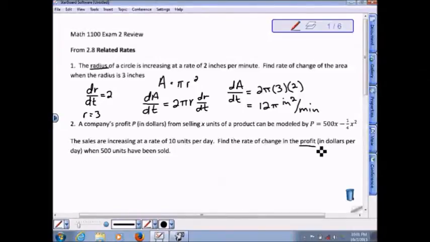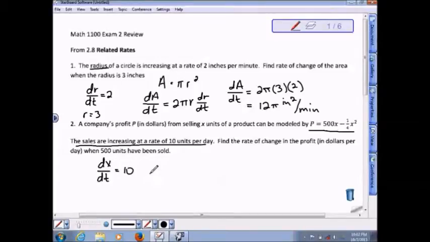Question 2, we need to find the rate of change in profit. So we've been given a profit function, but when we take the derivative with respect to time, in this case days, we're also going to have to know a value of dx/dt, the rate at which x is increasing. X is represented by selling x number of units. So here's the rate right here. The sales are increasing at a rate of 10 units per day. X represents what they're selling, the number of units. So the rate at which it's increasing is dx/dt.